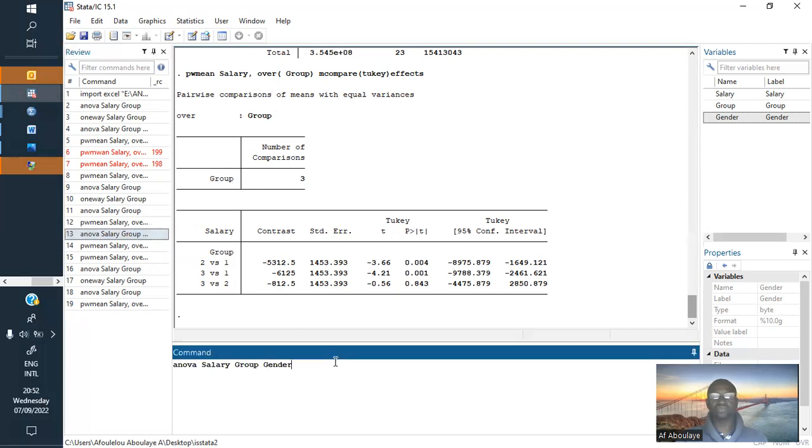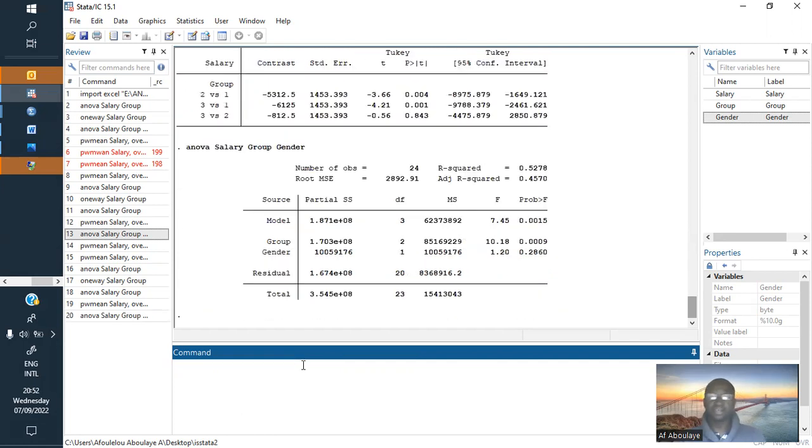Then to do ANOVA 2 I have just to write ANOVA, the quantitative variable, group, and now the second categorical variable. We said previously that the difference between ANOVA 1 and 2 is the number of categorical variables we have. Then ANOVA 2 is performed with two categorical variables. Then I'm just bringing them here, group and gender. And now I can run, and I have my result.